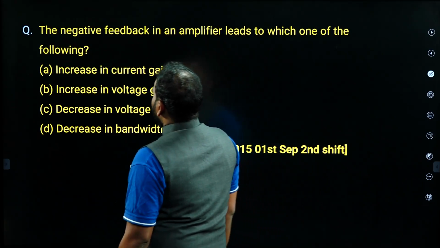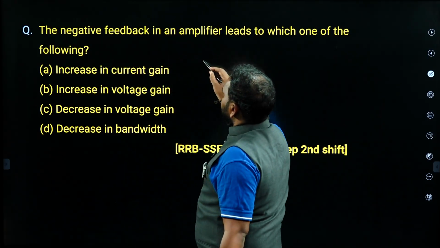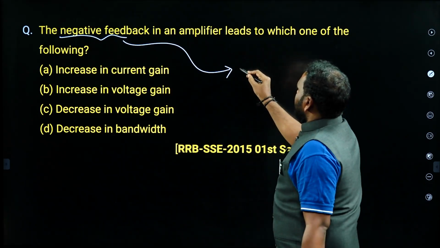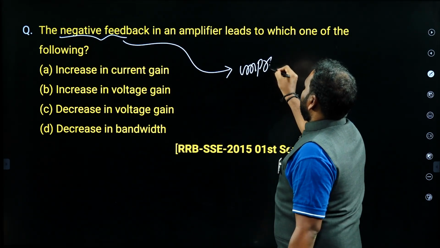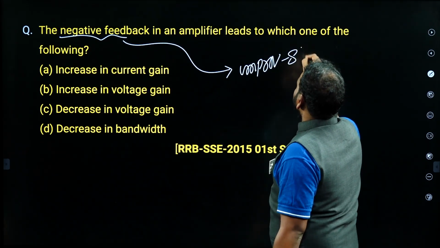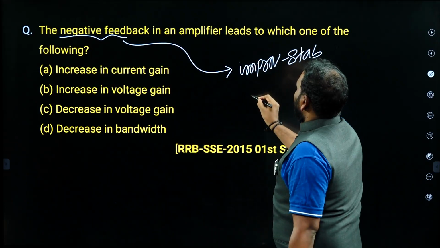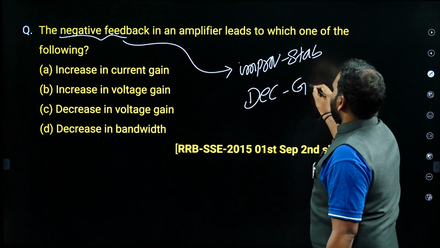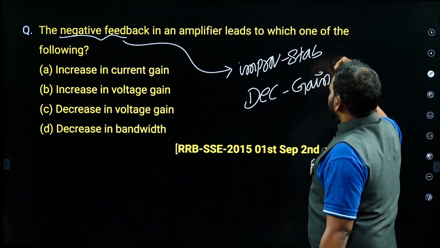Negative feedback improves the stability, but decreases what? Gain. Gain will decrease.